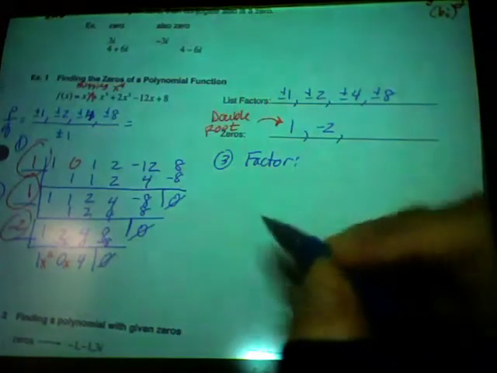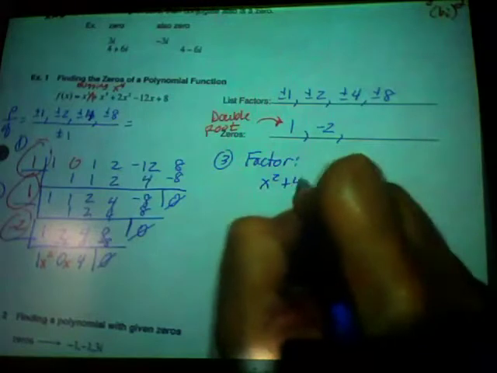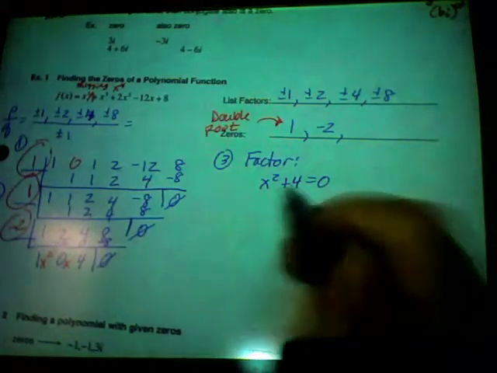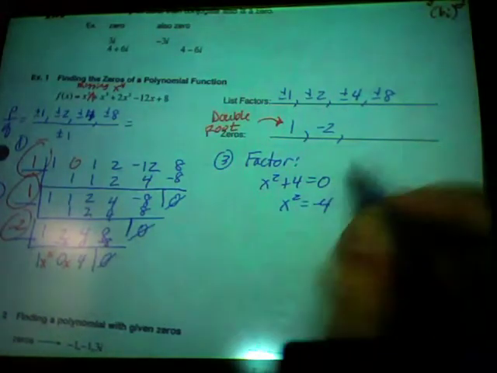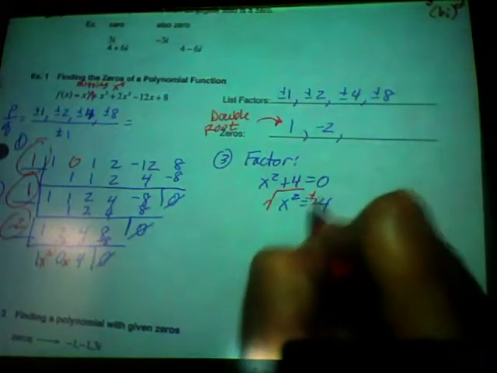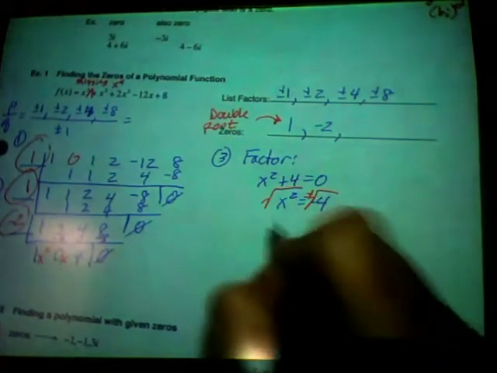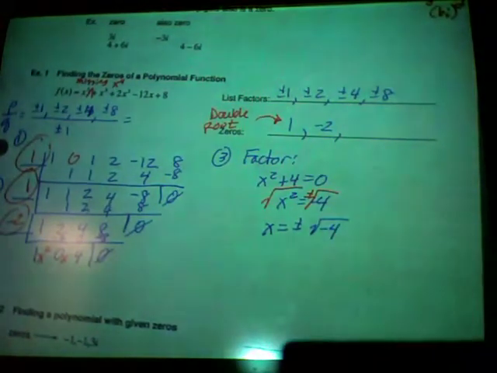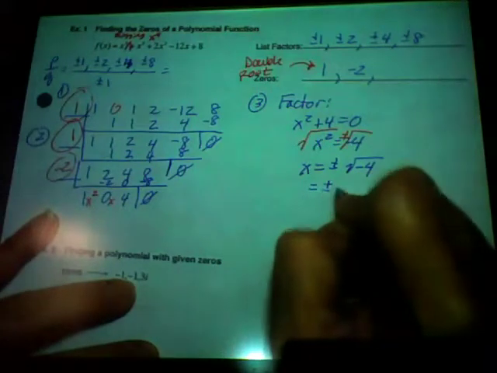So step 3, we're going to factor. X squared plus 4 equals 0. Get x squared by itself, so you have x squared equals negative 4. And then what do you do? Take the square root of both sides, and when you take the square root of a number, you have to do plus or minus. So x equals plus or minus the square root of negative 4. Now we learned how to deal with that, right? The very first thing I want to do is what? Pull out the i. So plus or minus i square root of 4.